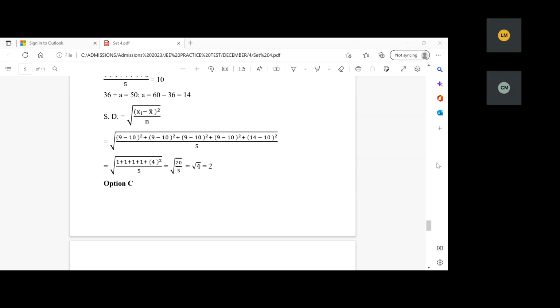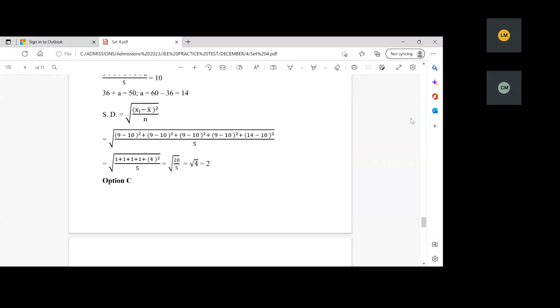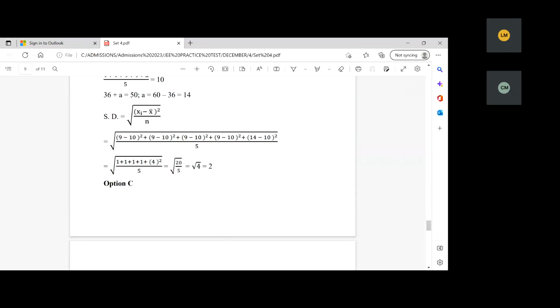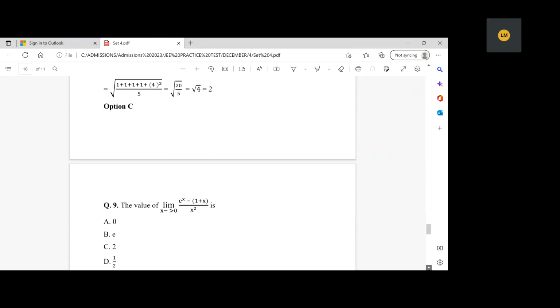So I hope you got the idea. You need to consider whatever is given in the question. You need to consider all the factors that are there and then you have to solve it. Now I think we'll move on to the next question.